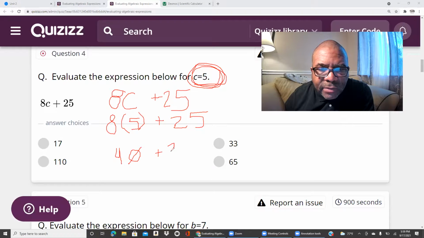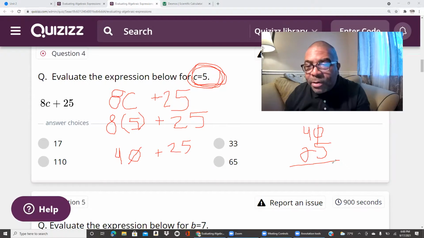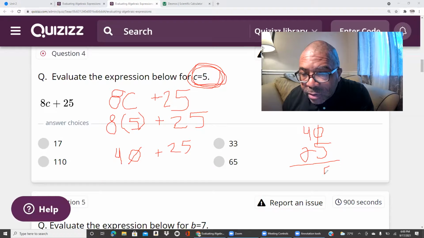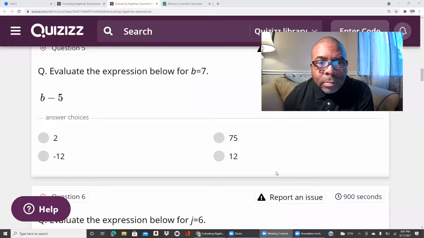40 plus 25. And you might want to even do it on the side. 40, 25. If you had $40 and Mr. Varner gave you another $25, 0 plus 5 is 5. 4 plus 2 is 6. So your answer is 65. That's how we're going to solve problems like this. So hopefully you did well on that. And let's go to the next.